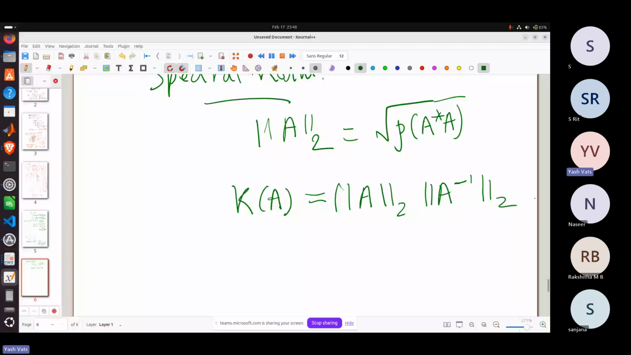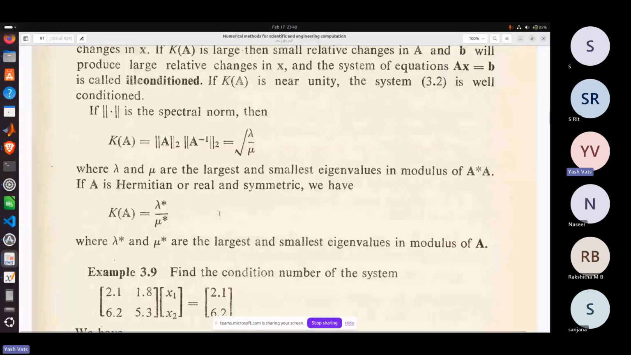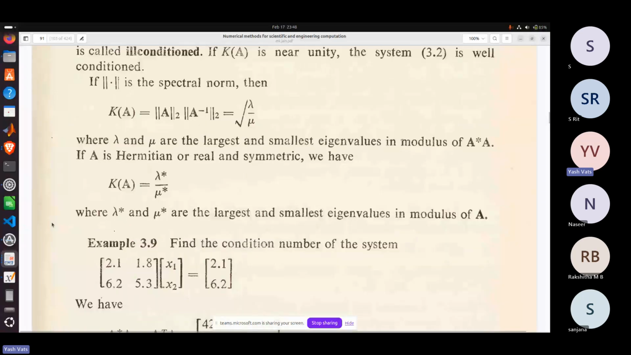Now try to find the condition number of the system. Try example number 3.9 and find the condition number of this system. Just give it a go.